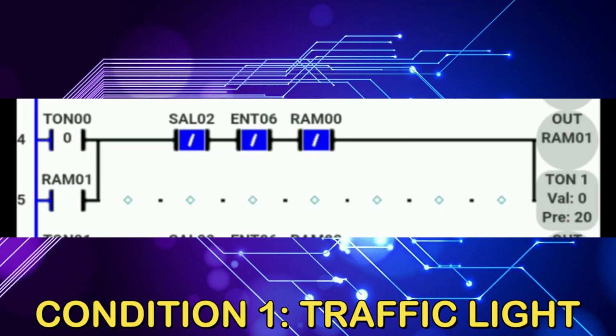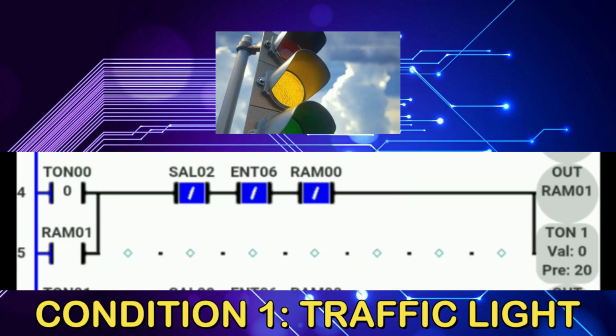This is to ensure that RAM01 output is reset and that the green light signal is turned off before the next signal is activated. The output RAM00 is connected to the Out RAM01 instruction, which activates the yellow light signal. The signal is then connected to a timer of 2 seconds, which is latched using the RAM01 instruction.